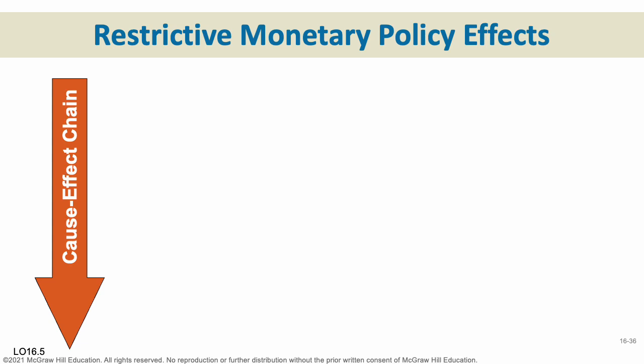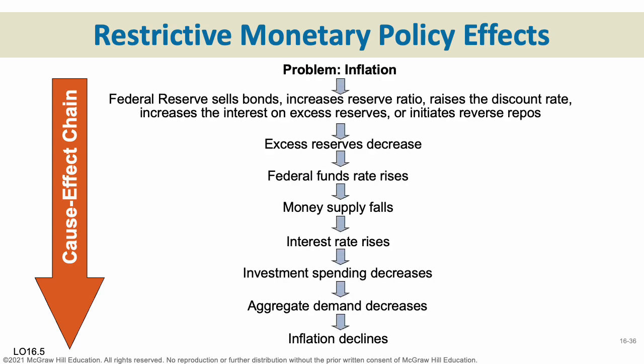What is the Fed currently doing right now in times of inflation? And your problem's inflation. The Fed's going to curtail the money supply. They're going to sell bonds, increase the reserve ratio, raise rates, anything like that. The goal being decrease excess reserves, cause interest rates to go up, money supply to fall, spending to decrease in investment, demand to decrease, and eventually break the inflation. Less demand, you're going to get lower prices.